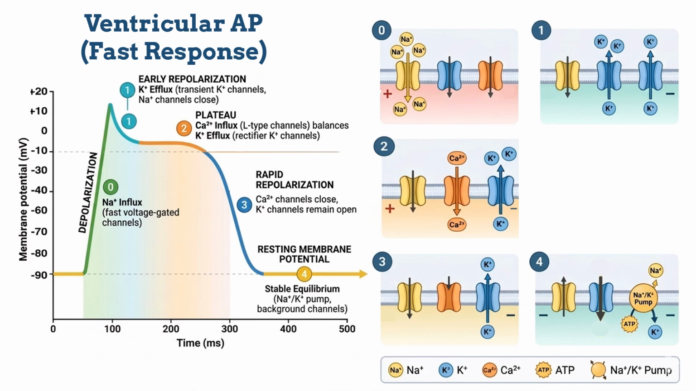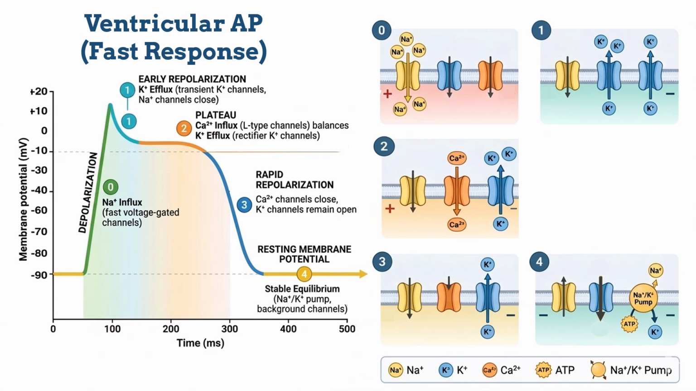Next is phase 2, the plateau phase, where calcium enters the cell through L-type calcium channels while potassium continues to leave. The balance between these opposing currents maintains a relatively stable membrane potential, enabling sustained contraction. Phase 3 is the rapid repolarization phase, in which calcium channels close and potassium efflux increases, returning the membrane potential toward its resting negative level.